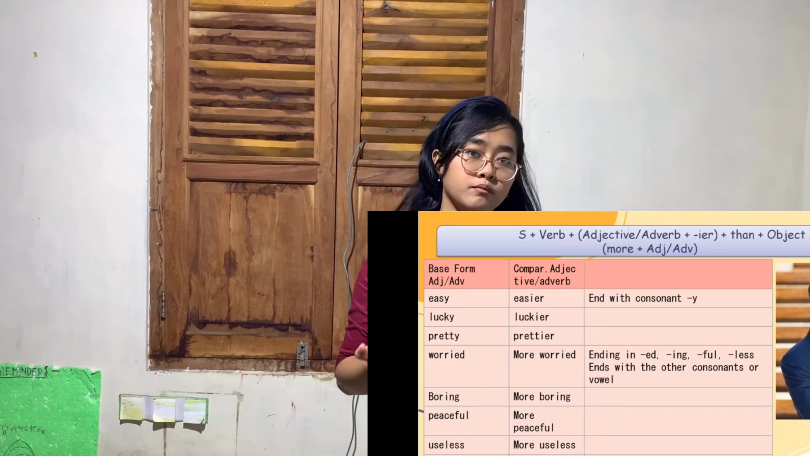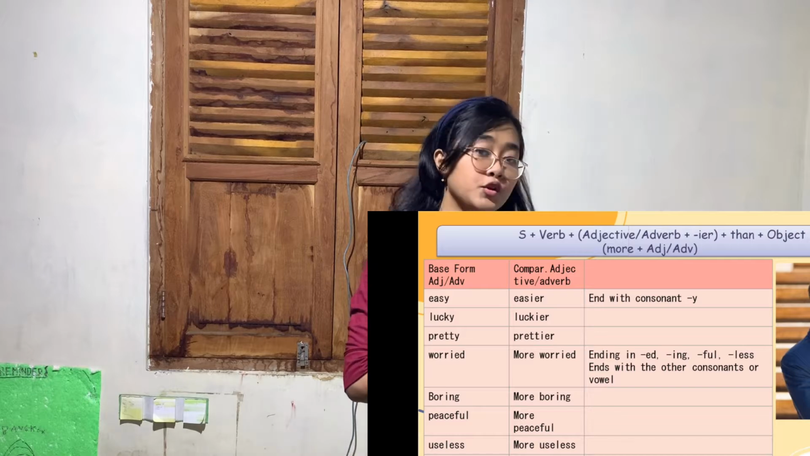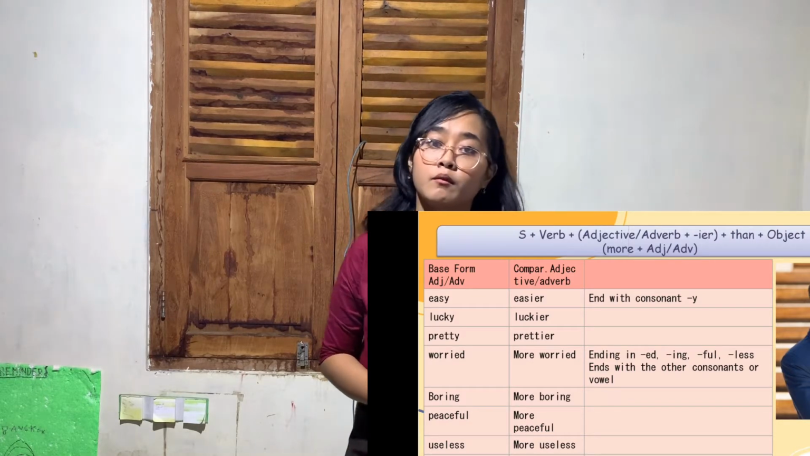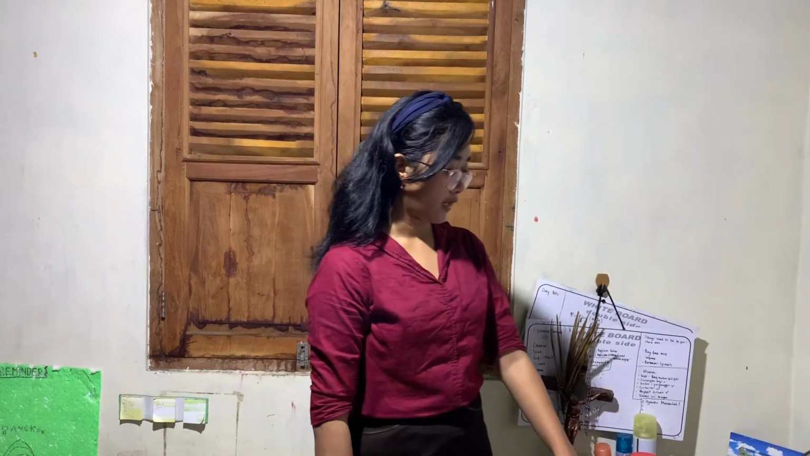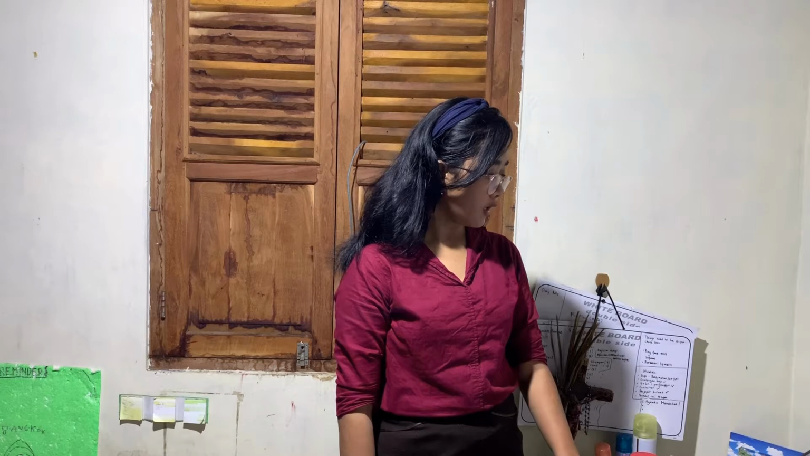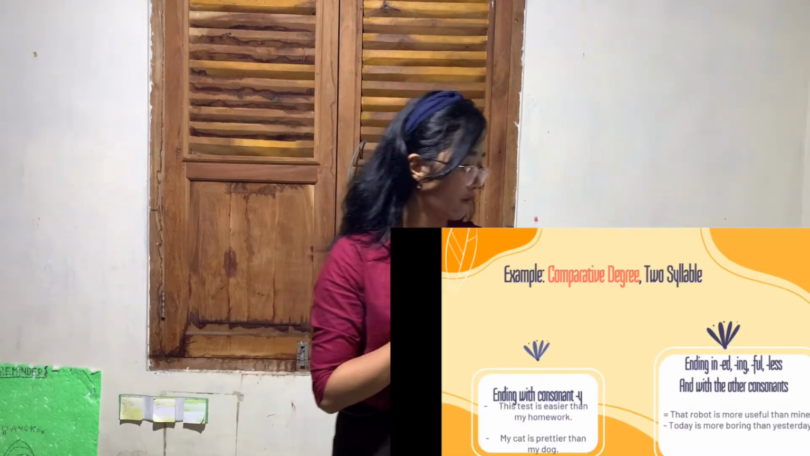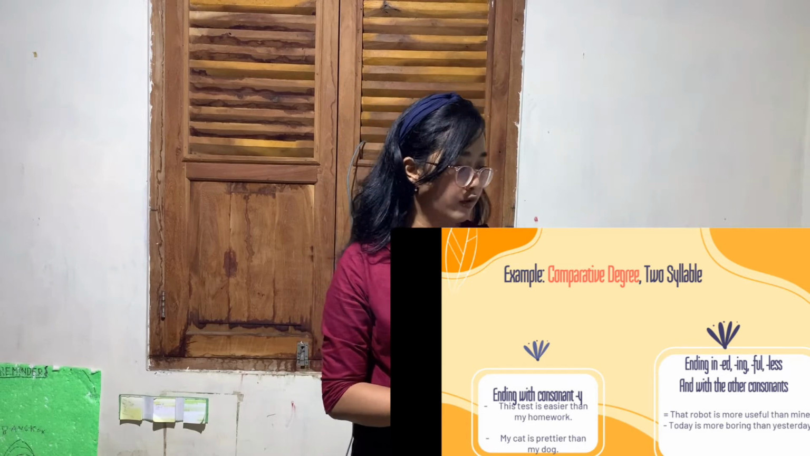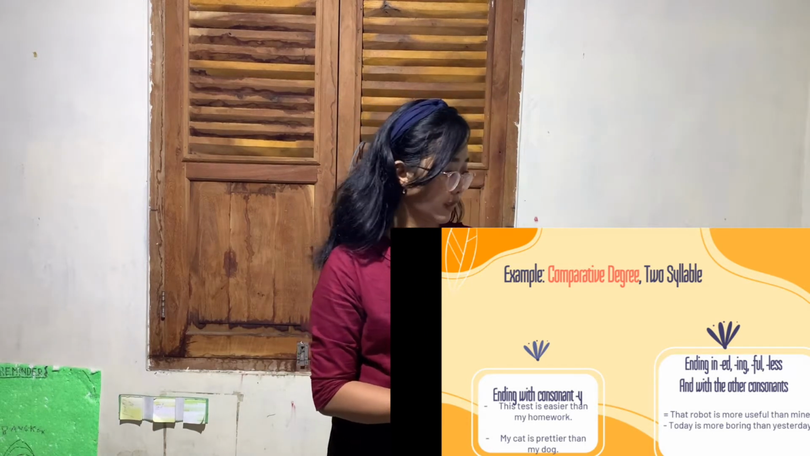Peaceful becomes more peaceful, useless becomes more useless, and handsome becomes more handsome. Okay, is it clear, everyone? Okay, good. Let's take a look at the examples. I will read some examples in this comparative degree with two-syllable adjectives.